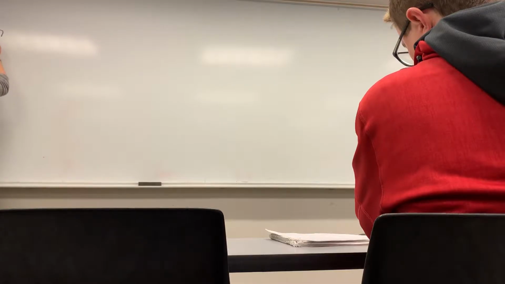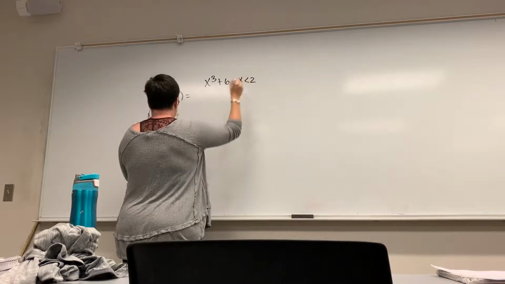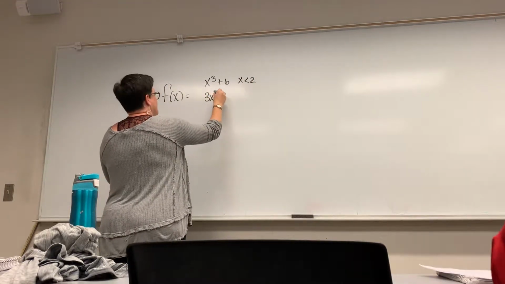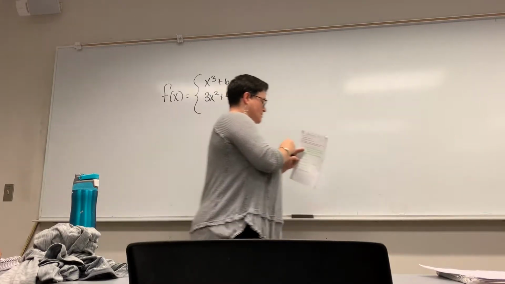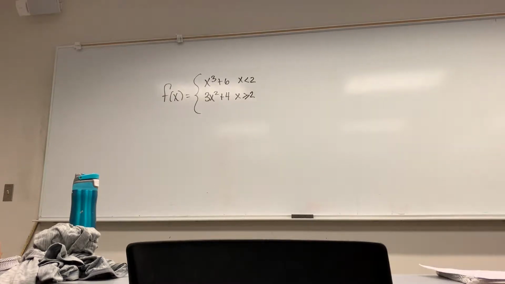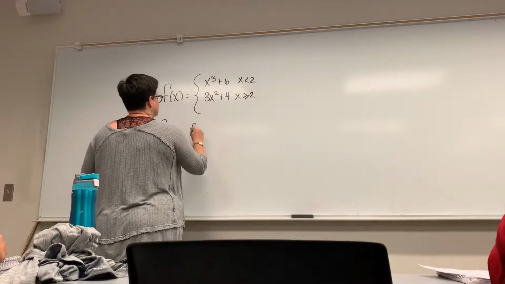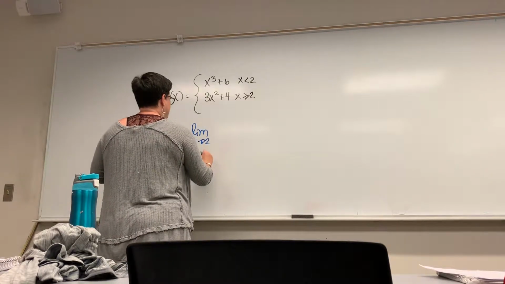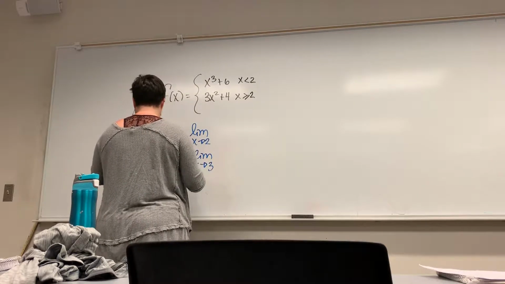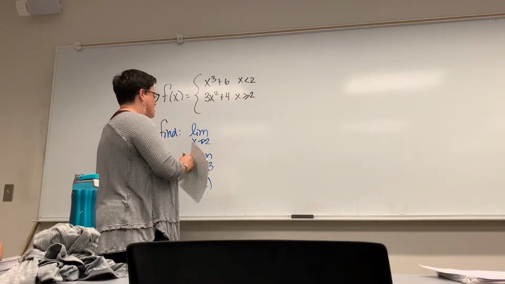So f of x equals x cubed plus 6 for x is less than 2, and 3x squared plus 4 for x is greater than or equal to 2. So, I asked you guys to find the limit as x approaches 2, the limit as x approaches 3, the function at 2, and where the discontinuities are, if anywhere.